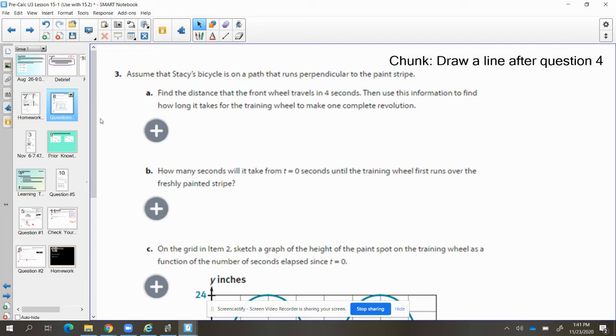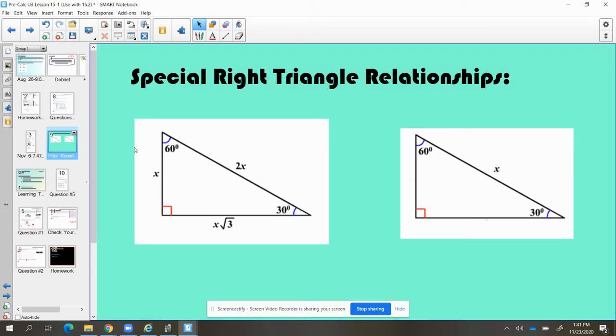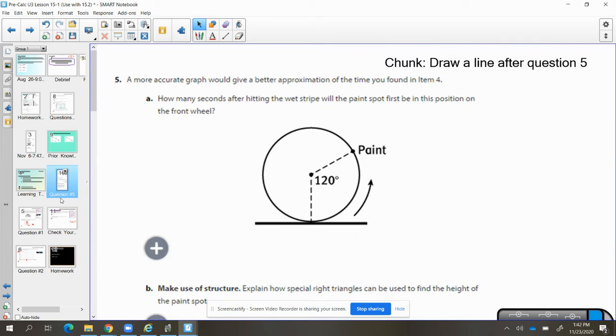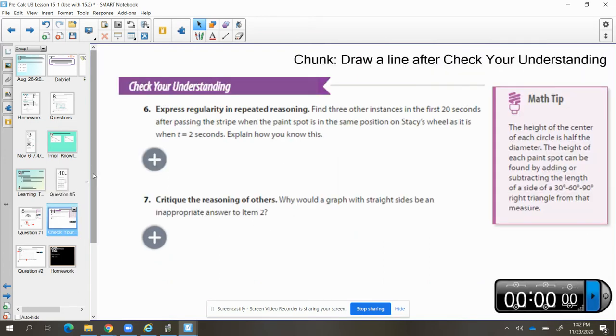Now, that's what the next piece on page 200 talks about, that movement through. The rest of this lesson talks about finding the different heights using special right triangles with 30, 60, 90s to figure out how far off the ground the paint splatter is. And that's not as important to me in this lesson as if we jump to the very last page of this section, page 202, this check your understanding box, okay?